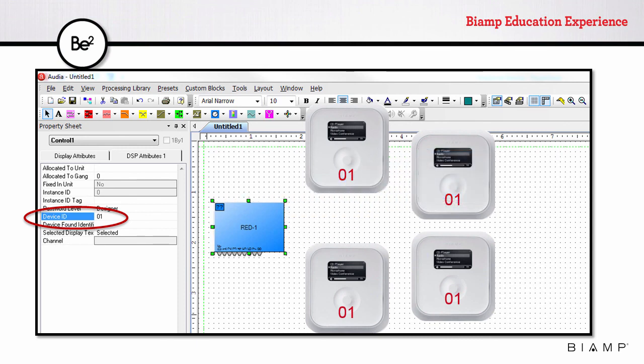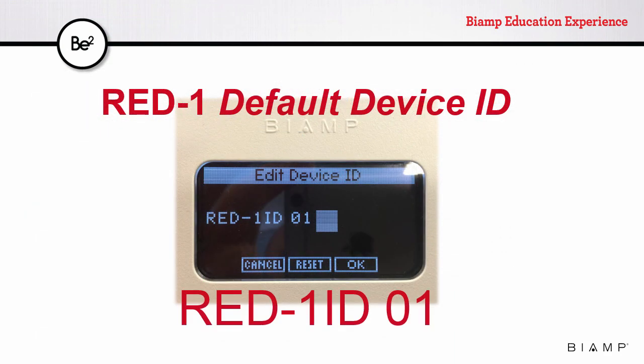So if you're in a space with multiple RED-1s that are identical to each other, for example, one in the front of the room and one in the back of the room, this is probably how they're being managed in the software. Note that if you have to factory reset your RED-1, it will end up with the default device ID of capital RED-1, capital ID space 01.